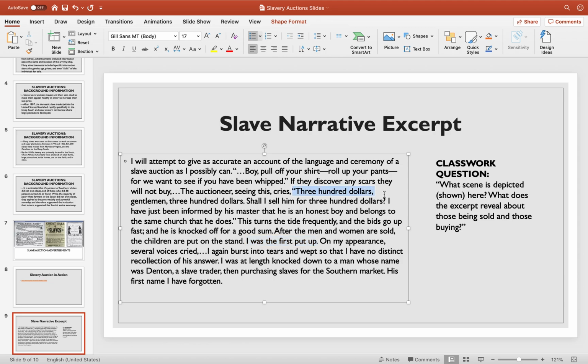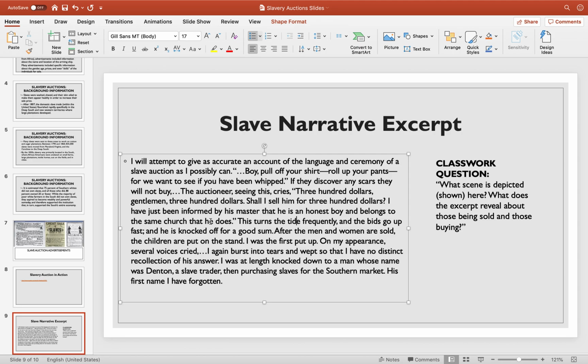The auctioneer giving a price, right? The auctioneer rolling up his shirt to show the crowd that he's not scarred up from being whipped, right? And it's important to note that they don't want to have any scars or people will not buy. And we also want to note that the auctioneer wants the slaves to sound like good people. So he says he's an honest boy and belongs to the same church that he does.